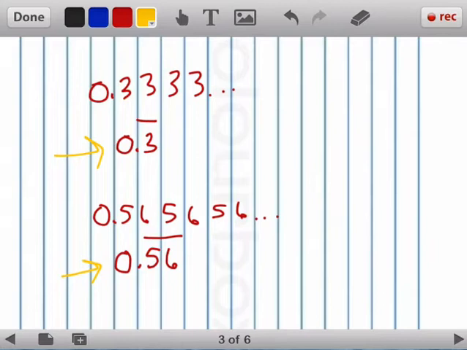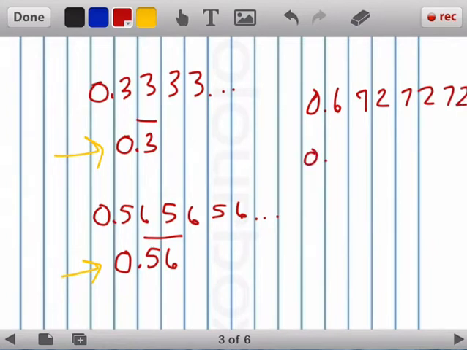And I'll give you one other one. Let's say it's 0.6727272. We would write it as 0.672 with the bar only going over the 72 because that's the part that repeats. And we read this as 0.672 with the 72 repeating. Okay? So the bar notation only goes over the part of the decimal that repeats.